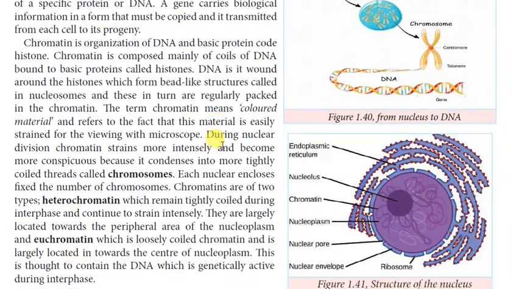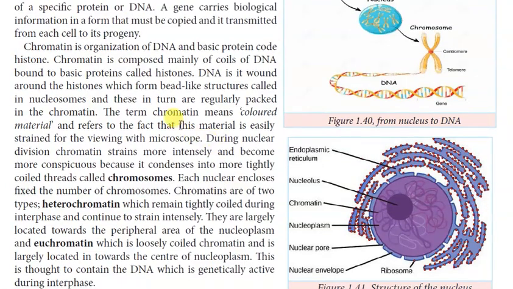So the chromatin, tulikuwa tunazungumza chromosomes, unaona, lakini pia tuna kitu tunakiita chromatin. Chromatin is organization of DNA and the basic protein called histone. Okay, very sorry. Here it's not called, it is called. Kwa hiyo chromatin ni organization ya DNA pamoja na basic protein ambayo is called histone. So chromatin is composed mainly of coils.